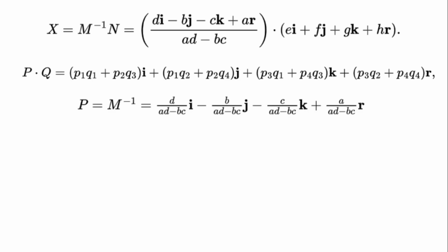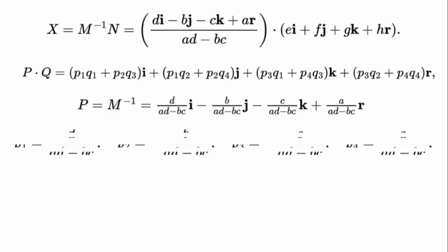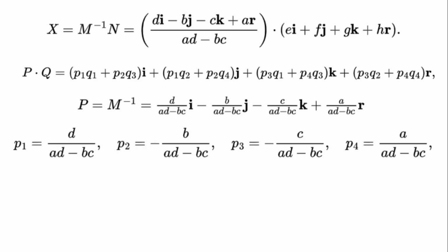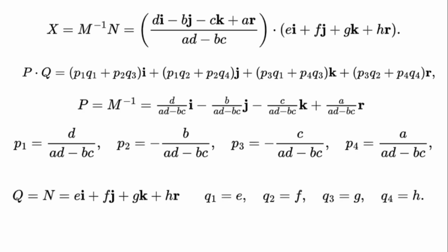b times c) times i minus b divided by (a times d minus b times c) times j minus c divided by (a times d minus b times c) times k plus a divided by (a times d minus b times c) times r. So p1 equals d divided by (a times d minus b times c), p2 equals minus b divided by (a times d minus b times c), p3 equals minus c divided by (a times d minus b times c), p4 equals a divided by (a times d minus b times c), and q equals n equals e times i plus f times j plus g times k plus h times r, so q1 equals e, q2 equals f, q3 equals g, q4 equals h.